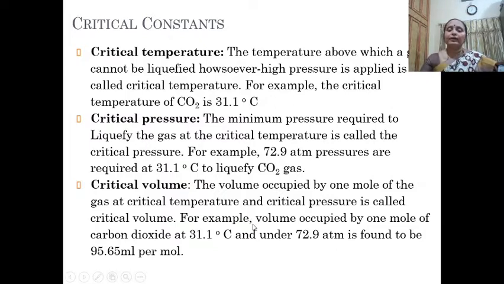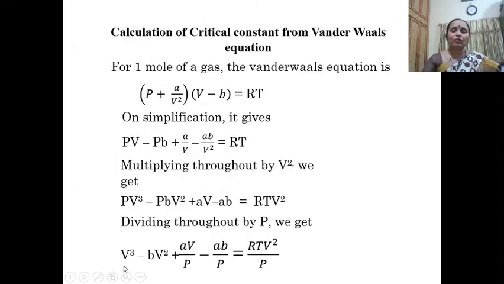Coming to critical volume. The volume occupied by 1 mole of a gas at critical temperature and critical pressure is called critical volume. For example, the volume occupied by 1 mole of carbon dioxide at 31.1 degrees Celsius, which is the critical temperature of carbon dioxide, and 72.9 atmospheric pressure, which is the critical pressure of carbon dioxide, is found to be 95.65 ml per mole. So this volume is called critical volume.